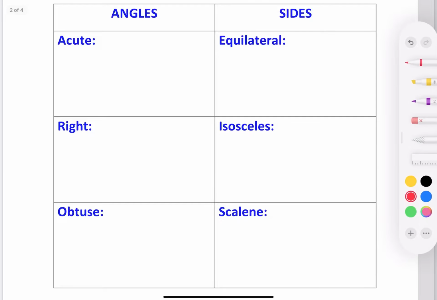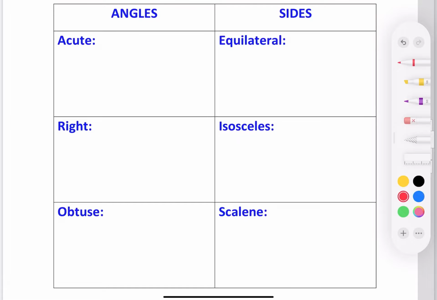Now when it comes to their angles, we have three options. We have the acute, right, and the obtuse. So an acute triangle means that we have to have angles that are between 0 and 90 degrees. Okay, so they have to be between 0 and 90 degrees. For a right triangle, we have to have one angle that is equal to 90 degrees. And for an obtuse triangle, we have to have one that is between 90 and 180 degrees.